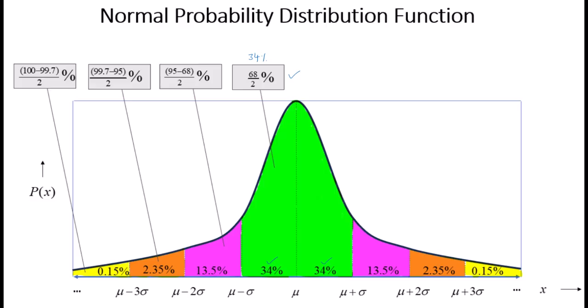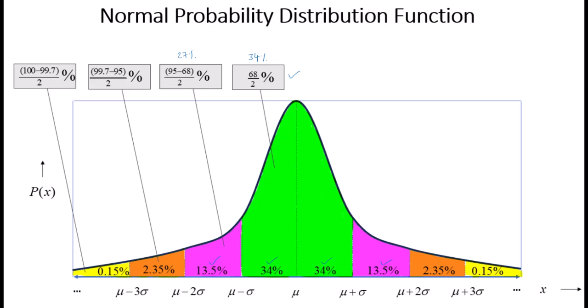Now, focusing on the area in the pink, that's between 1 sigma and 2 sigma on either side. So that will be 95 minus 68, which is 27%. And if we divide 27% by 2, we'll get 13.5% on both sides. So this is what I have represented over here, 13.5% on the left and right hand side.